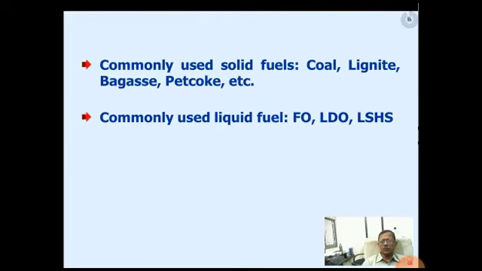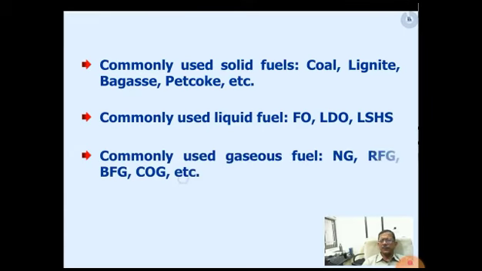In liquid fuel, the most common fuel is FO, naturally furnace oil. Apart from that, LDO, LSHS, then there used to be naphtha. Nowadays it has become very costly. Earlier, naphtha was used in a number of plants. And in gaseous fuel, there will be primarily natural gas. Of course, there is refinery fuel gas, RFG, used in most of the refineries as a boiler fuel. Then in a steel plant you will find blast furnace gas, BFG, and coke oven gas, COG, etc. But the most common gaseous fuel will be natural gas.